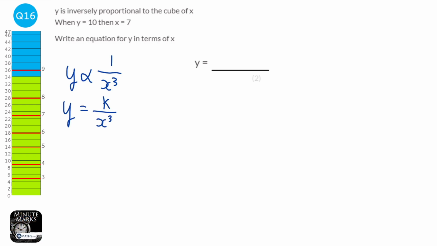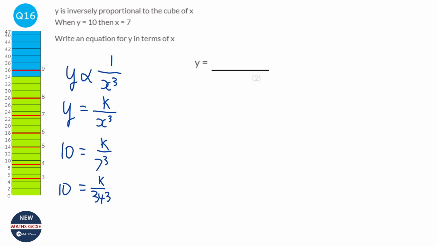Okay, now we need an instance where we know what y is when x is something, and here we do have that. So we've got y is 10 and x is 7. So we're going to feed those numbers into this equation that we've made. So it's going to be 10 equals k over 7 cubed, or 10 equals k over 343. And then we're going to multiply both sides by the 343, to find out what k is.